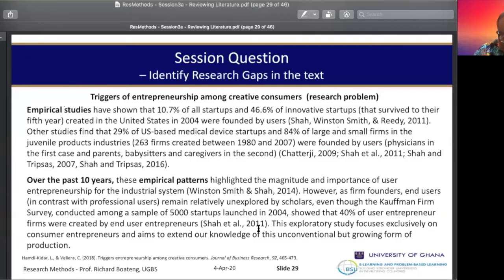And he's actually pushing that there's a need to study it because he says that this exploratory study focuses exclusively on consumer entrepreneurs and aims to extend our knowledge of this unconventional but growing form of production. So it means that this is not a normal form of production where consumers become entrepreneurs, but it is becoming a phenomenon. There is a growth in it. 40% of 5,000 startups launched in 2004 are people who started their firms as consumers. So there is a core need for us to do research in that area because nobody is doing it. That's what he's emphasizing here. Nobody is doing that research.